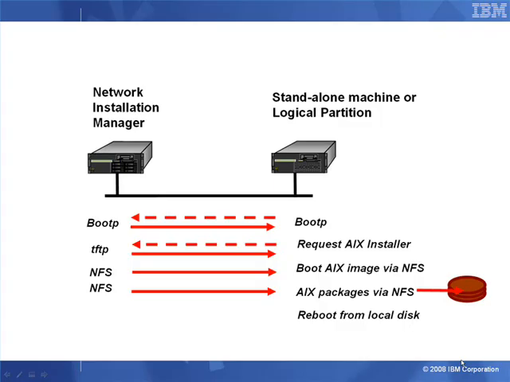Very briefly, how does NIM work? Well, on a separate machine we have the images for AIX. Then when we start up a machine or a logical partition, we get it to do a bootp request to talk to the NIM server. Then it fetches down via the trivial FTP program the AIX installer. Then it gets hold of what's called a SPOT, which is an AIX image mounted over NFS. It then gets hold of, via NFS again, all the resources, all the packages of AIX, installs that onto the disk, and we reboot from the local disk.